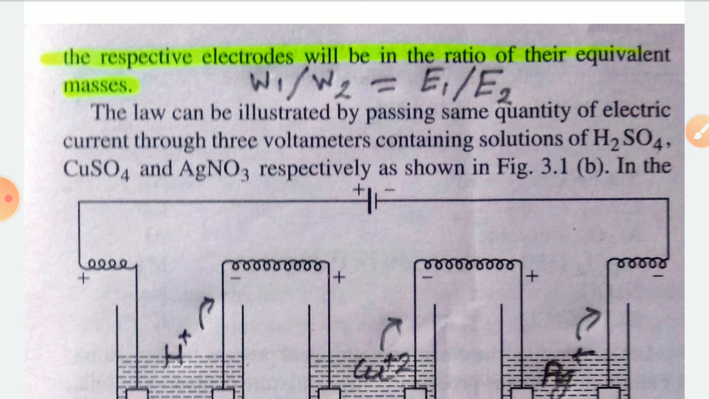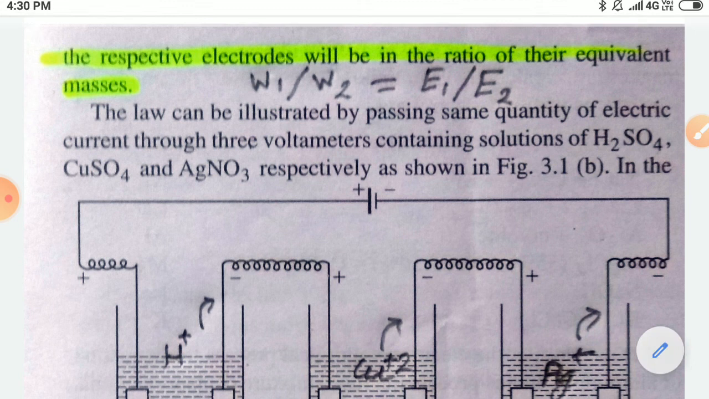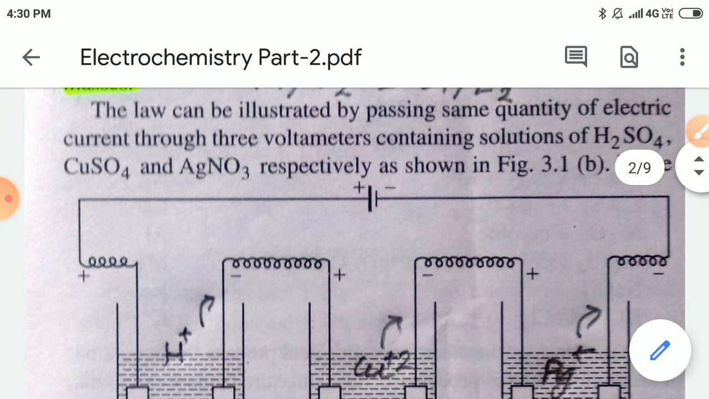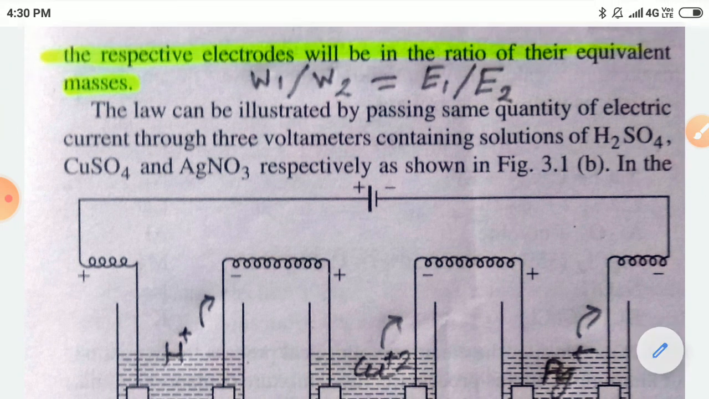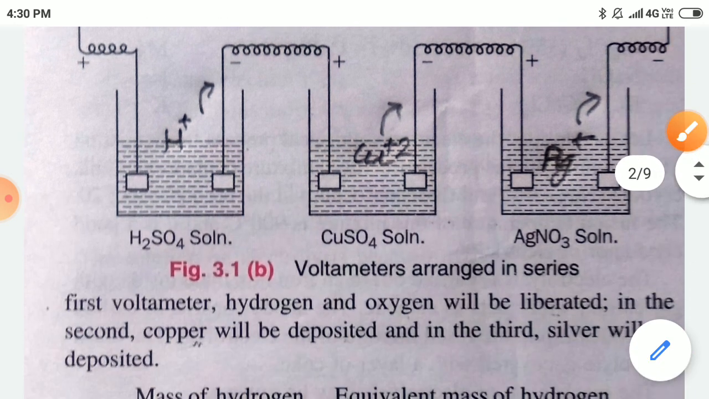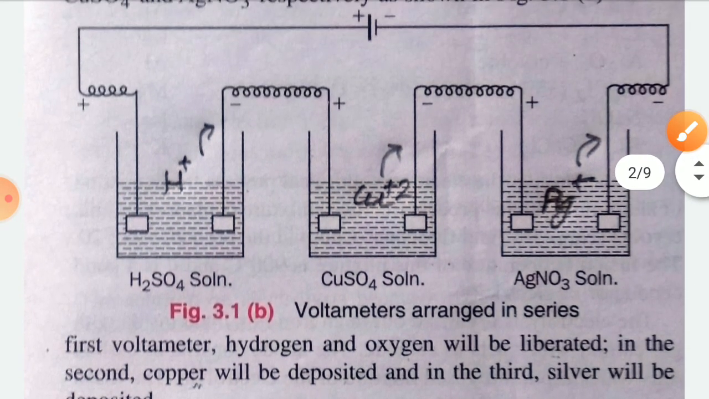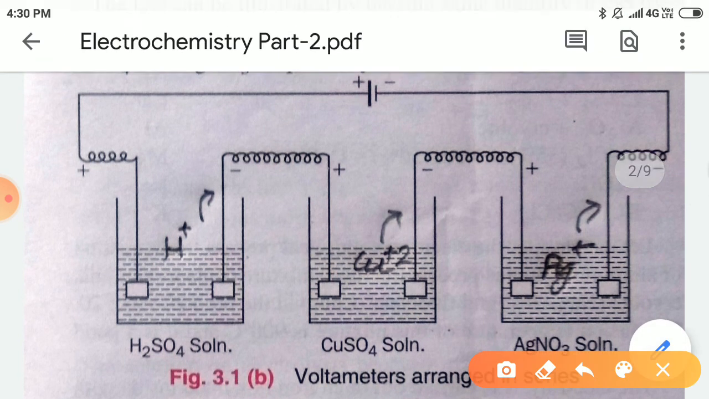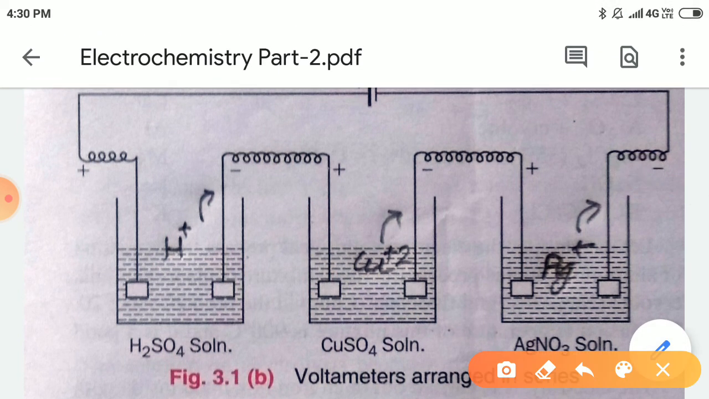The law can be illustrated by passing the same quantity of electric current through 3 voltameters containing solutions of sulfuric acid, copper sulfate and silver nitrate respectively. As in this figure, in the first electrolytic cell, sulfuric acid is taken as the electrolytic solution. In the second one, copper sulfate. In the third one, silver nitrate.